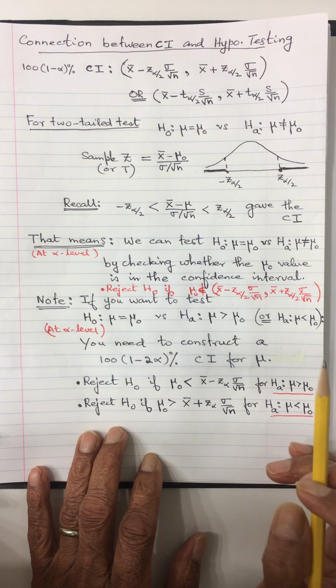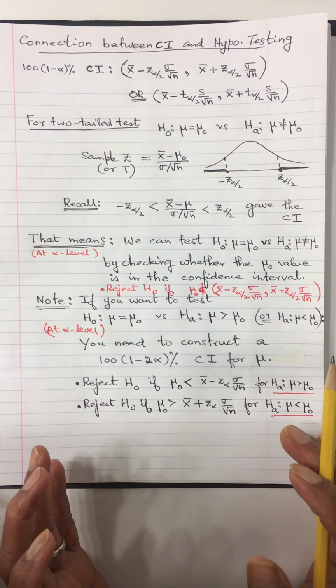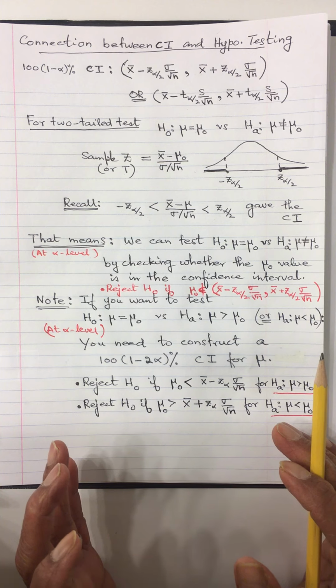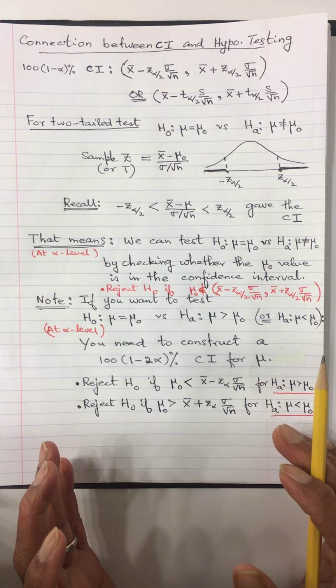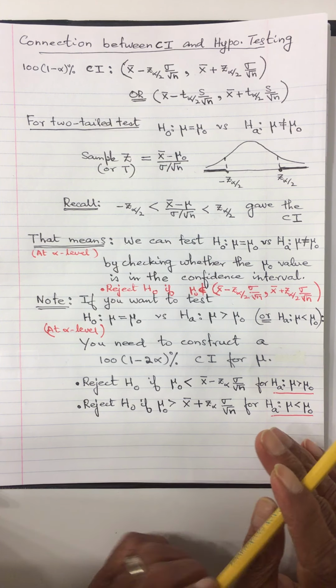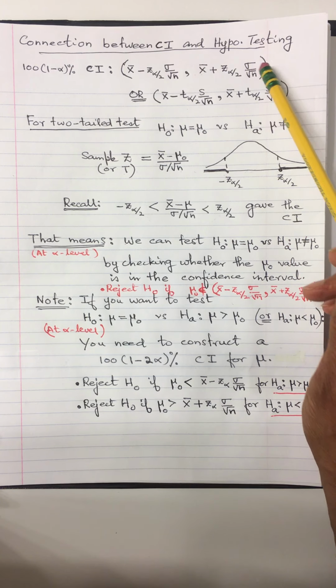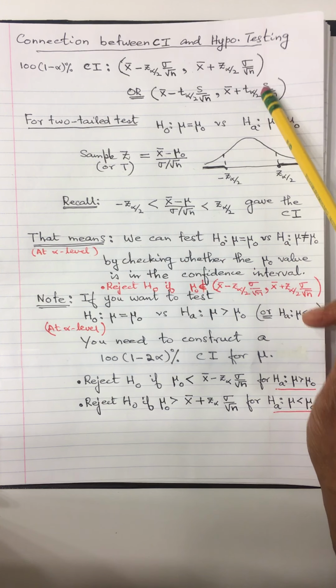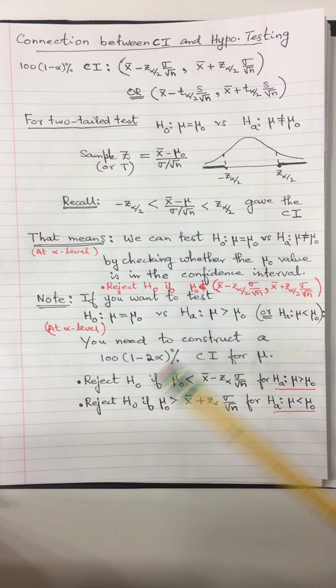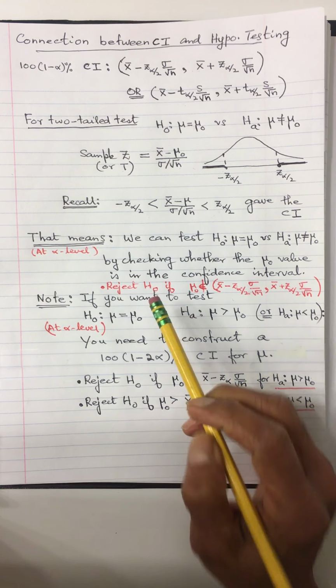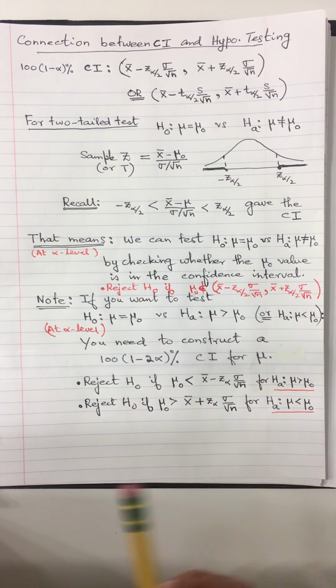The only thing is that if you are doing it that way, you will not be able to figure out the p-value though. You can certainly utilize your confidence interval to figure out the hypothesis testing, but you won't be able to find the p-value, by the way.